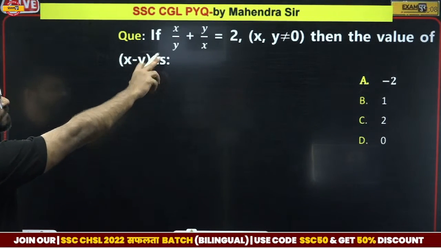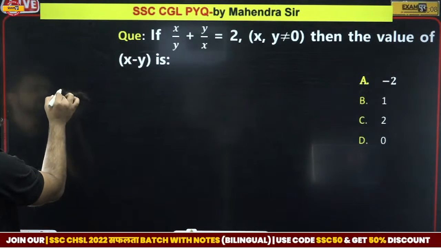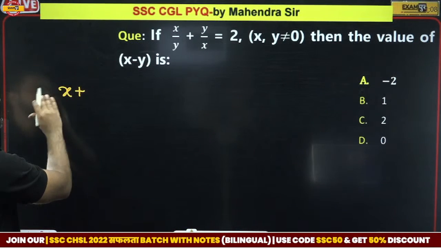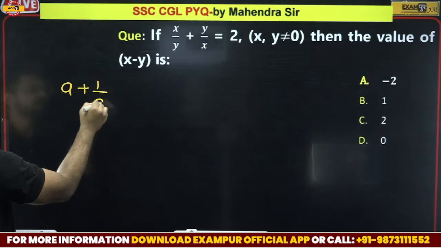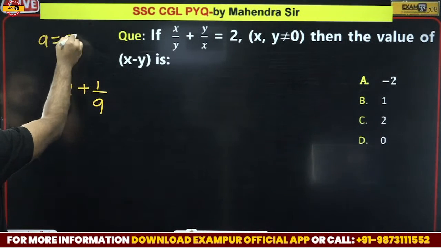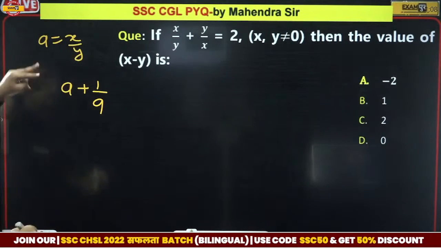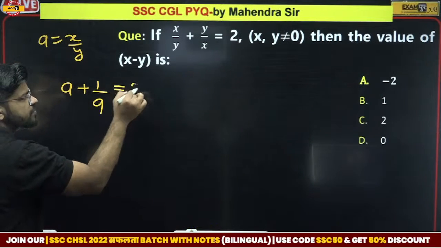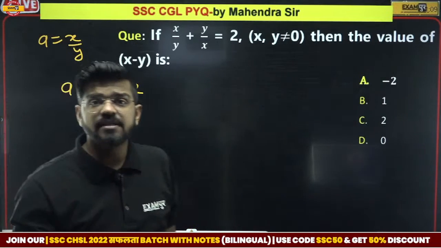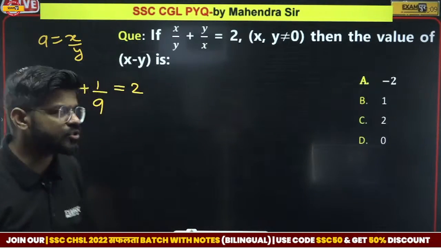So x by y plus y by x. This is something like this, a plus 1 upon a. Yes or no? If a is equal to x by y, then we can write 1 by a as y by x. So a plus 1 by a is equal to 2. This is what the question is saying.